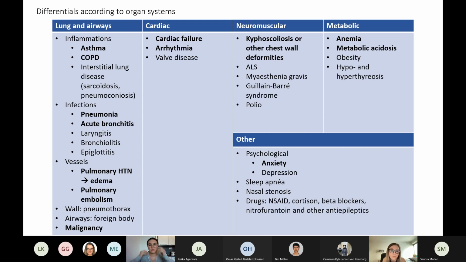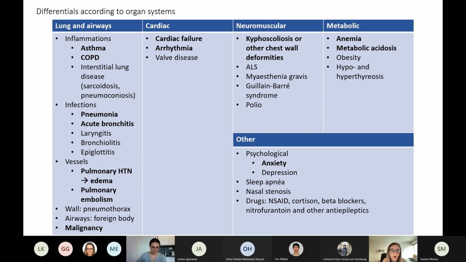inflammation such as asthma, COPD. So when someone has asthma, you're also looking for, for example, wheezing, chest tightness, pruritus, some kind of hives, so any type of allergic reaction, and if they are much younger. With COPD, it could be a chronic smoker with decreased lung function, and it could be some kind of long-term coughing. Then interstitial lung disease can also be a reason. Then you could have infections such as pneumonia, acute bronchitis.